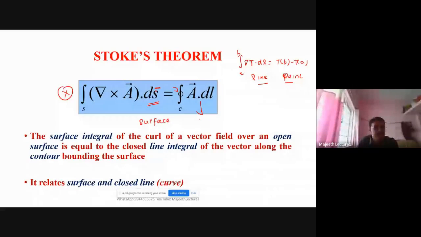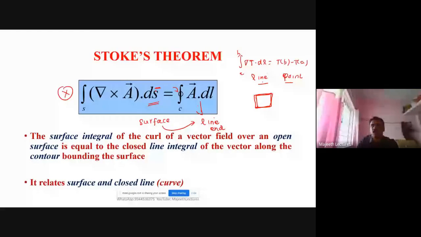I will tell you. This is a line. You see the relation: the end of the line is a point. The end of the surface is a line. You see, this is a surface. Let us assume this is a tile in our home. This is a surface. What is the end? The end is this boundary only. So it relates the surface and its end.